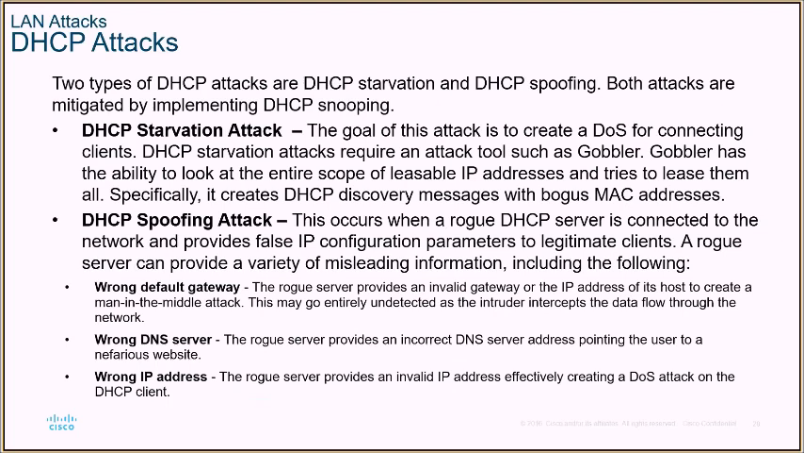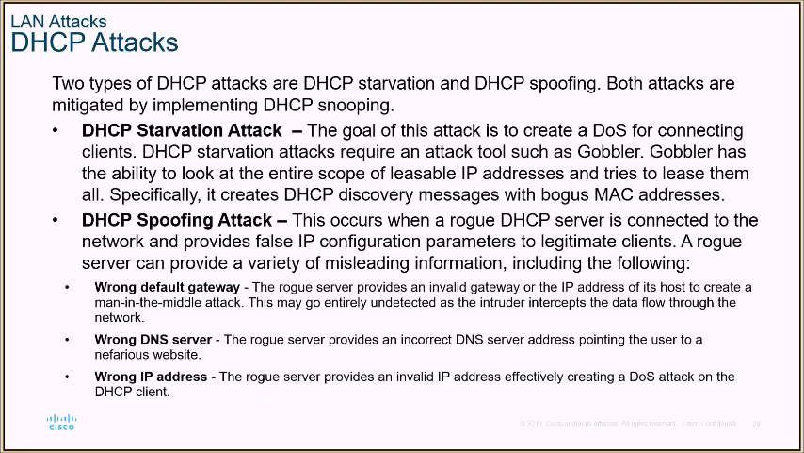Two of the major attacks are, first, the starvation attack. The goal of this attack is to create a denial of service for connecting clients. There's an attack tool called Gobbler that has the ability to look at the entire scope of leasable IP addresses and tries to lease them all. From there, it sends out discovery messages with bogus MAC addresses.